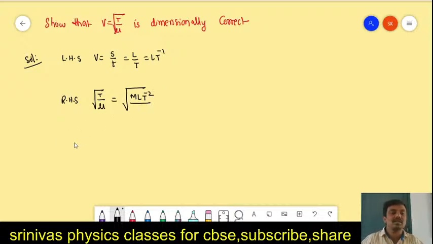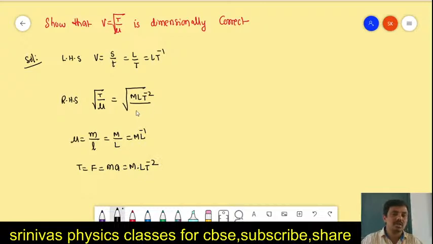What is nu? Nu is the linear density. Linear density means mass by length. Mass is M, length is L. We write as ML inverse. And tension is the force. Force is the mass into acceleration. Mass is M. Acceleration we write as velocity by time. Acceleration is LT power minus 2.